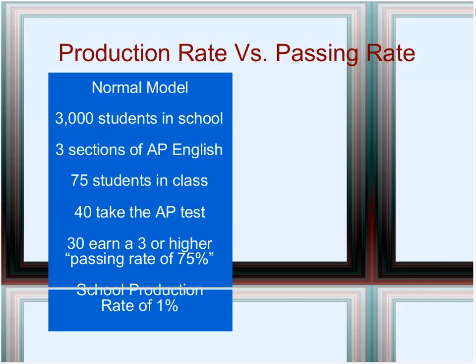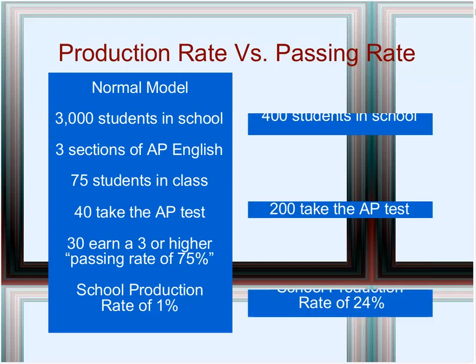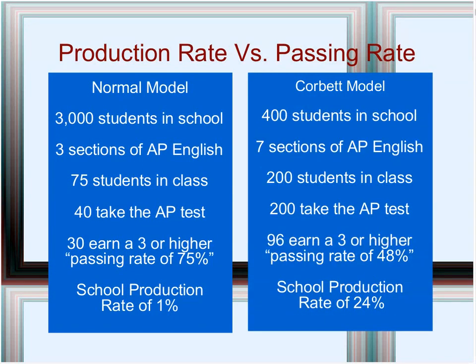In a normal school, you might have 3,000 students, 3 sections of AP, 75 students in the class, so they're filtering pretty heavily into the classroom. And then they filter even more at the door to the testing room. So not all the kids who took the class take the test. And then 30 of those 40 get a 3 or higher, and they say their passing rate is 75%, but really it's 30 out of 3,000, they have a production rate of 1%. At Corbett, we have 400 students now in the high school.